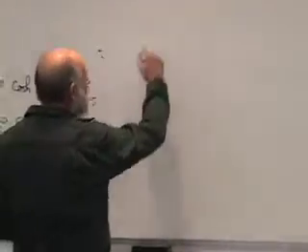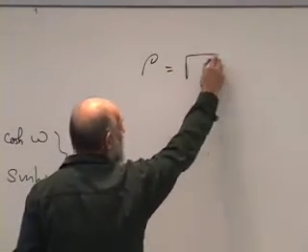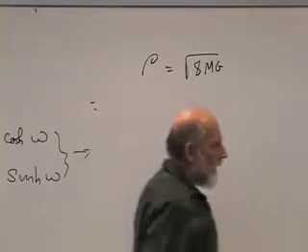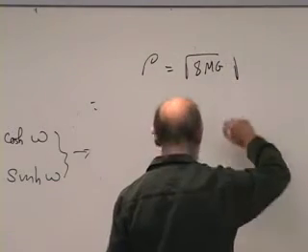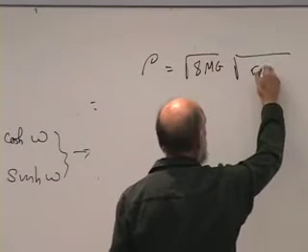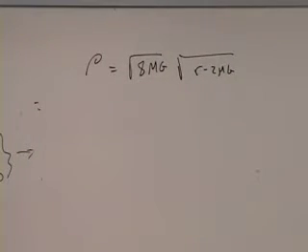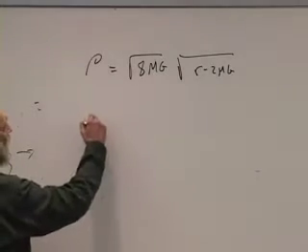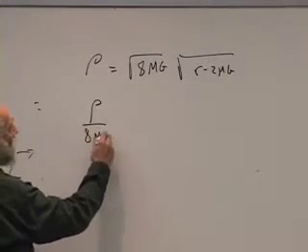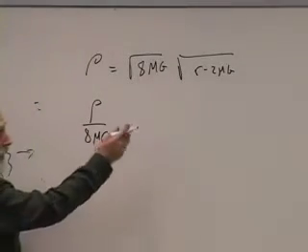Here we are. New coordinate. Coordinate transformation to proper distance, which is just equal to the square root of 8mg, I got the 8 by bringing the 2 inside, times the square root of r minus 2mg. That's the proper distance from the horizon. And all we have to do now to rewrite the metric is to figure out what it is. First of all, rho over the square root of 8mg is the square root of r minus 2mg. So let's square it.